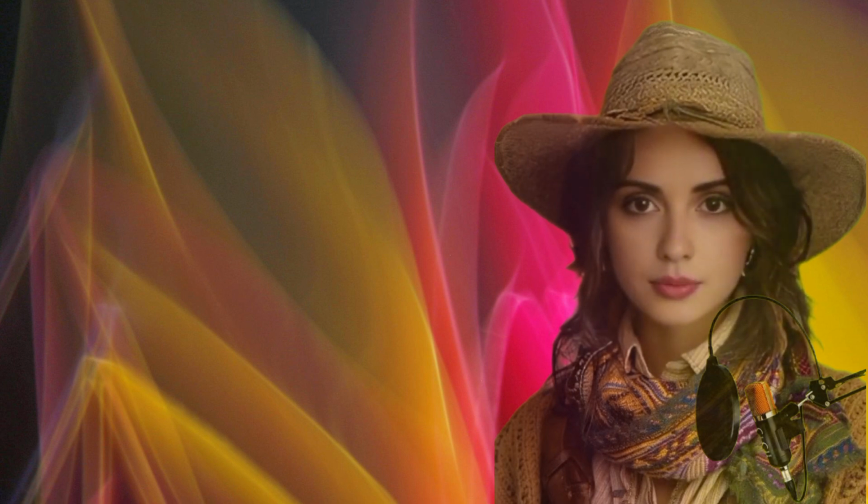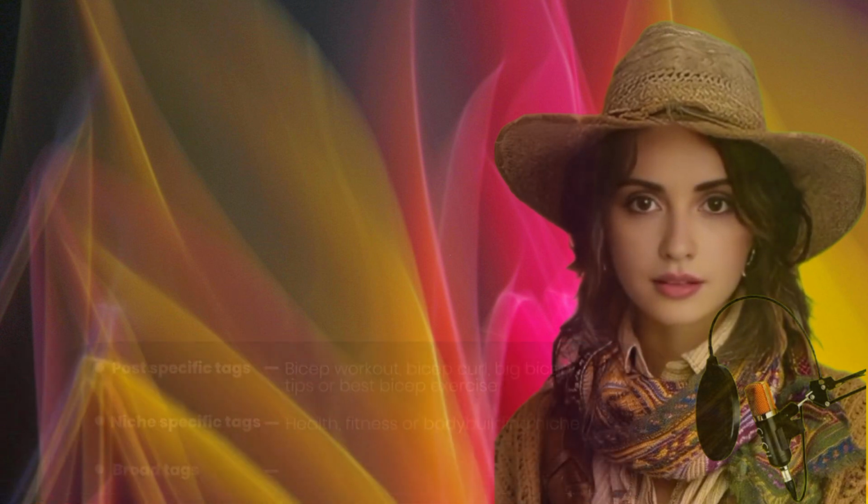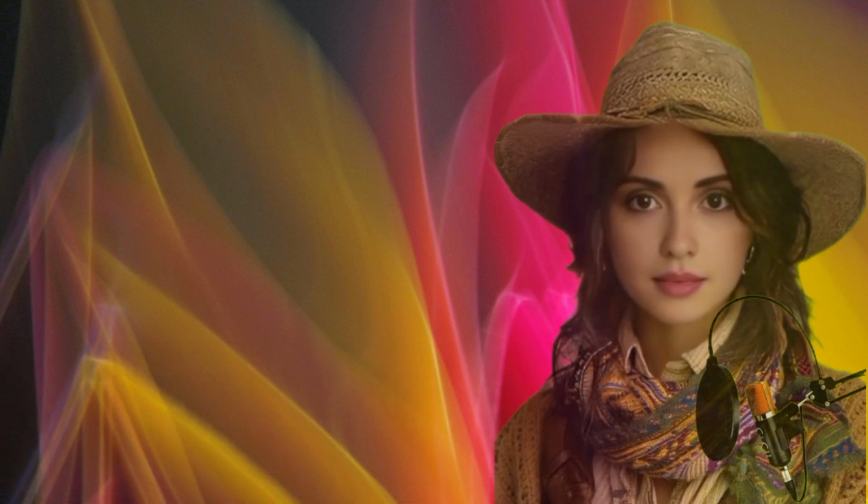And next is niche specific. So this is where you use your niche as your tag. For example, that bicep video would be in the health, fitness, or bodybuilding niche. So that's the tags I would use for that. But yours could be, let's say, gaming, facts, streaming, finance, marketing, or anything. So whatever your niche is, you need to use that as a tag.